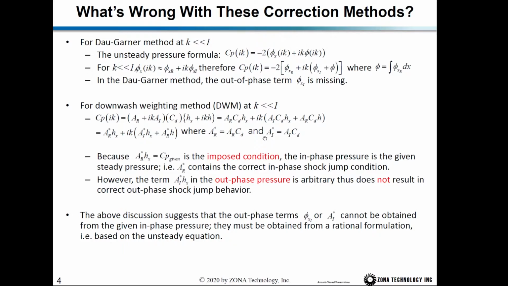So what's wrong with these correction methods? If we look at Dongano's method, the unsteady pressure formula can be expressed by this equation, where phi is a function of reduced frequency. If we assume the reduced frequency to be small, phi x, which is a function of Ik, can be approximated by phi x real plus Ik times phi x imaginary. So if we plug this equation back into this Cp pressure formula, we can obtain this equation. In Dongano's method, the out-of-phase term phi x imaginary is missing. Thereby, the imaginary part of Cp sometimes does not correlate with the measured data.